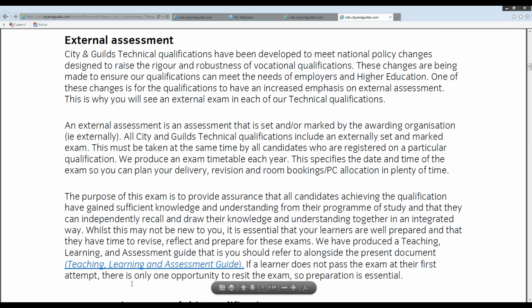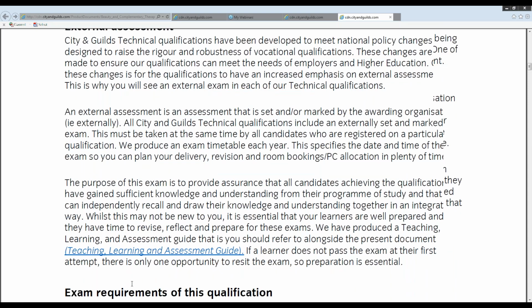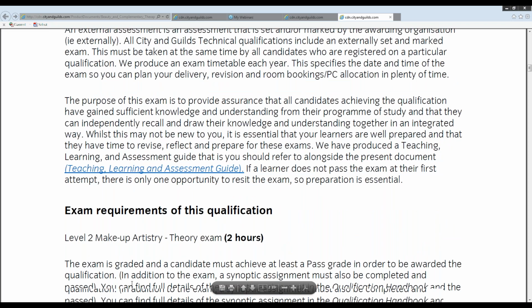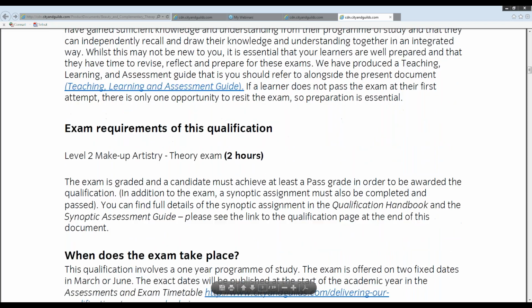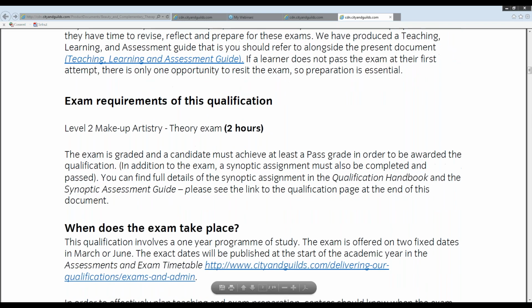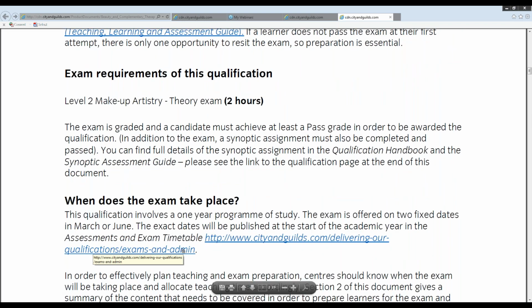Again here, it gives you a link to the Teaching and Learning Assessment Guide to help you fully prepare your learners. And in the exam requirements, it tells you for makeup artistry, the theory exam is going to be 2 hours long. So you can say to your learners that you're going to be in that theory room for 2 hours. And then it goes into details of how that exam is going to be broken up. Again here, we take you to a link to the exam timetable, so you'll know exactly what date that knowledge test is going to be taken on, at what time.